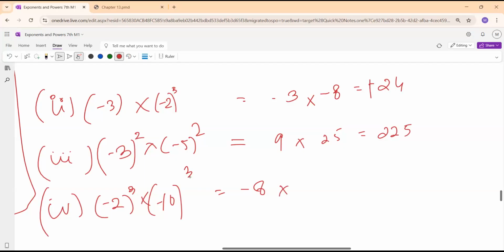Just write the number of zeros. So 3 power, so write 1 and then 3 zeros, 1000. And odd power, so we will keep the minus sign. Now 8 into 1000 is 8000 and minus minus is plus. So plus 8000. Got it, Abdul Rahman? Yes, sir. Okay.